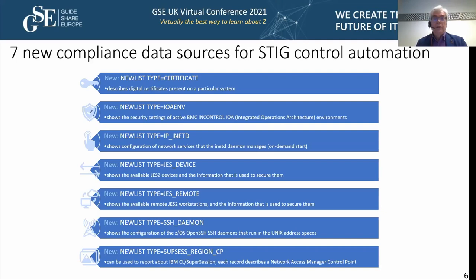For instance, one of the things here is checking whether a certificate is used in a certain application. So there are fields in this new list type to check in which MQ regions that certificate is being used.